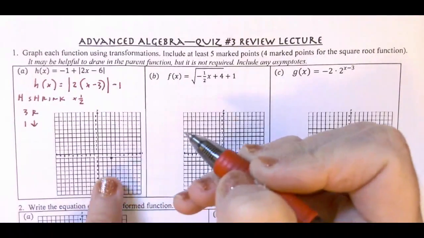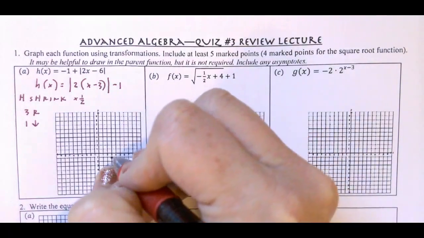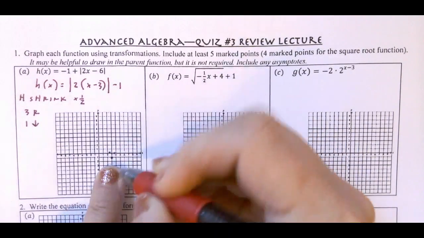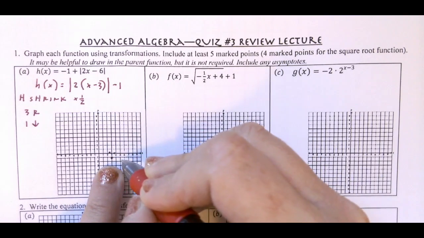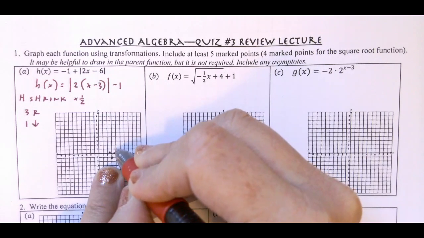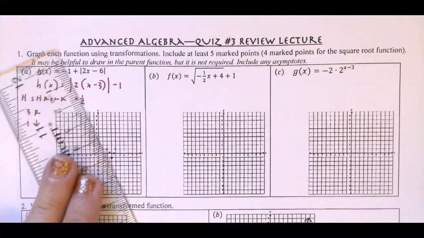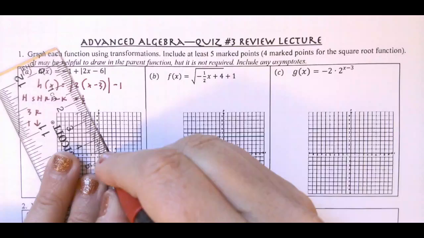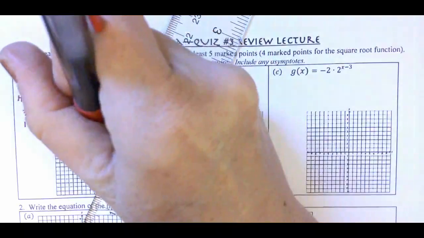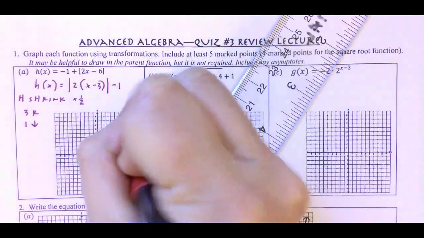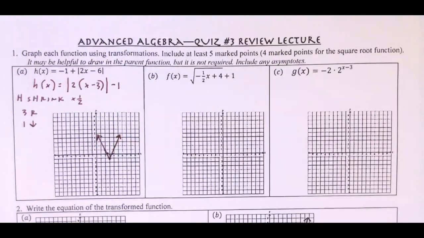There's my vertex. I'm starting from there, and instead of going over 1 and up 1, I'm going over 1/2 but up 1. Back to my starting point. Instead of going over 2 and up 2, I'm going over half of 2, so over 1 and up 2. Right? Those are the 5 points that I want to see. So now connect the dots. And here is your final draft. So absolute value function with a horizontal shrink, 3 right, 1 down.